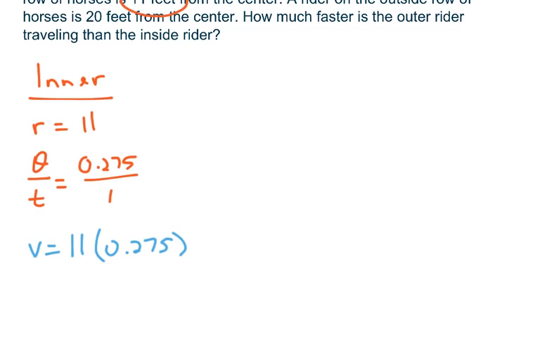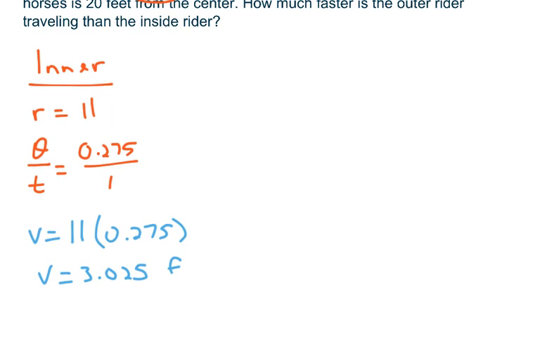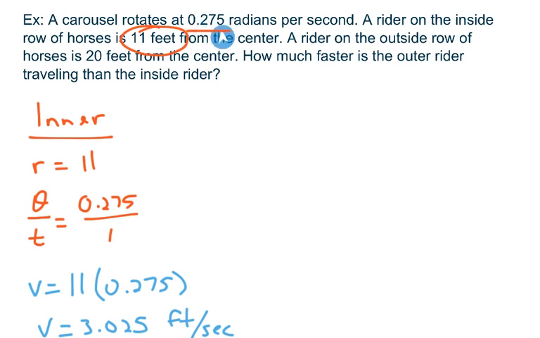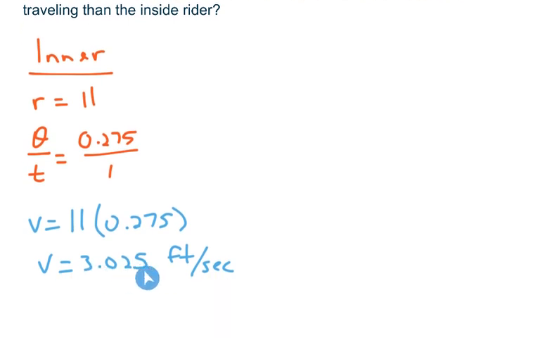And when we do that in our calculator, we're going to find that the linear velocity of the inside rider is 3.025. Let's see, that's going to be feet per second. Now that is an exact answer, because we're assuming that this is an exact number, and 11 feet is also an exact number. And if it's just 3 decimal places, I think we can go ahead and write that out.